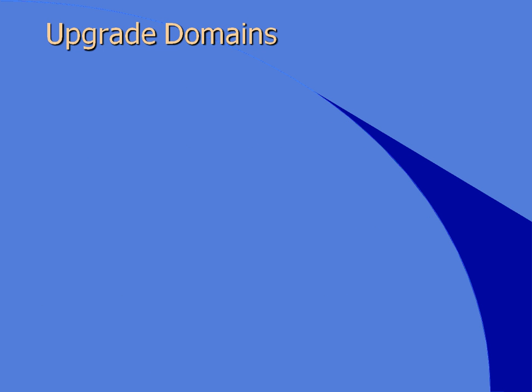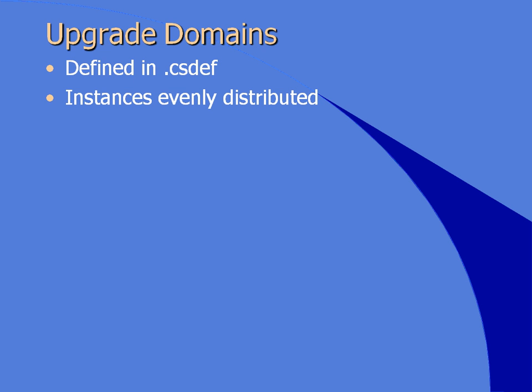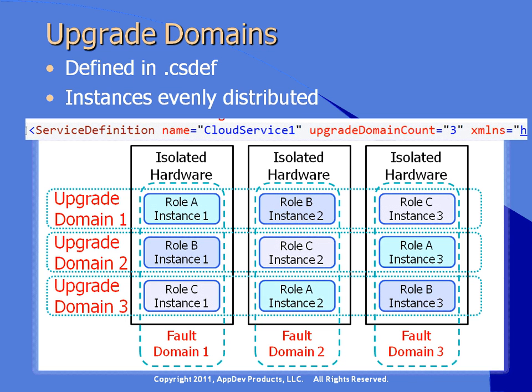Let's take a little deeper look at upgrade domains. Like we talked about, the upgrade domains are defined in the configuration files, and they are evenly distributed. Let's take a quick look at an example of that. Here on the top, in the service definition file, we've got the name, and then we're specifying via the upgrade domain count 3 upgrade domains. Below in the picture, we can see the 3 upgrade domains specified in the configuration file, and how the role instances are evenly spread out and distributed across the fault domains. This also gives you a good idea of how upgrade domains and fault domains work together.